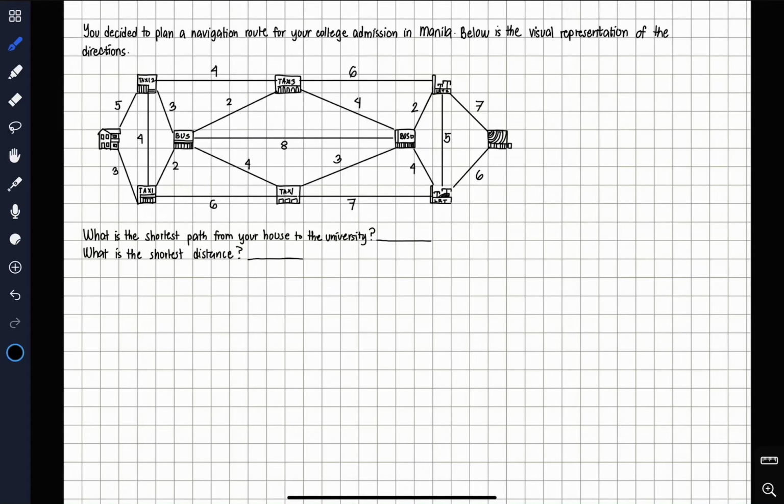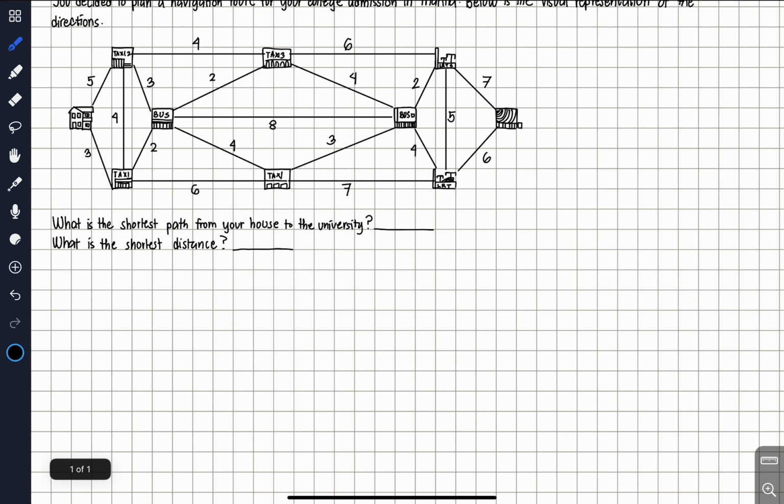For today, we're gonna answer a sample shortest path problem. So you decide to plan a navigation route for your college admission in Manila. Below is the visual representation of the directions. So we can see here a visual image or representation of the possible paths from your house up to the university.